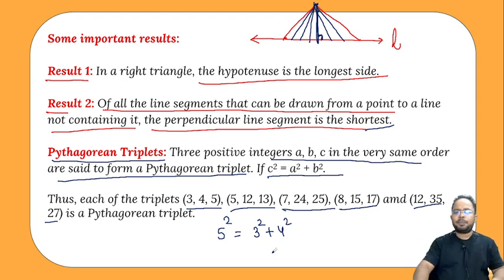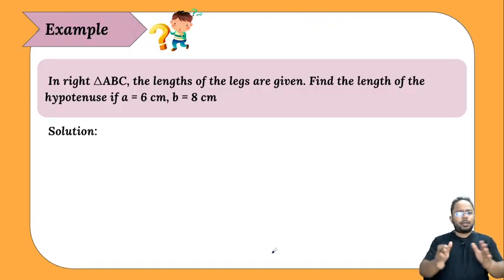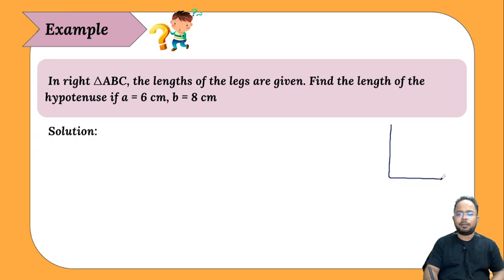Alright students, so let's check this one. The example says: in a right triangle ABC, the lengths of the legs are given. Let's say we have a right angle triangle here, and the lengths of the legs are given. Find the length of the hypotenuse. We need to find the hypotenuse if the sides are given, let's say A as 6 and B as 8.